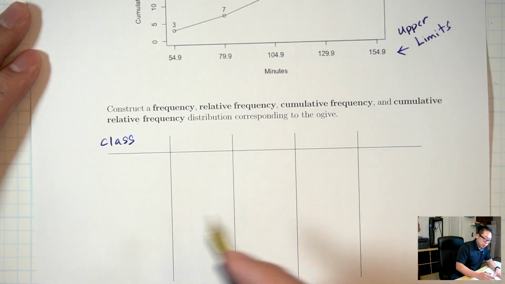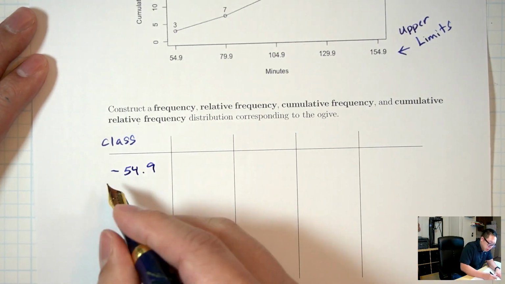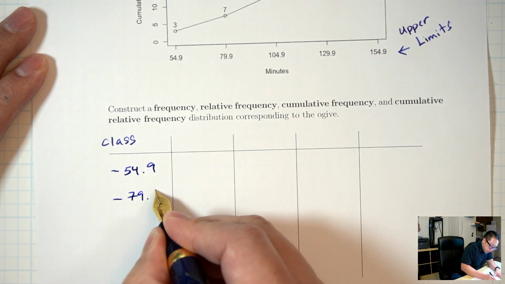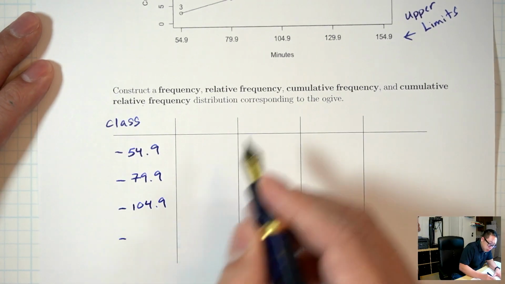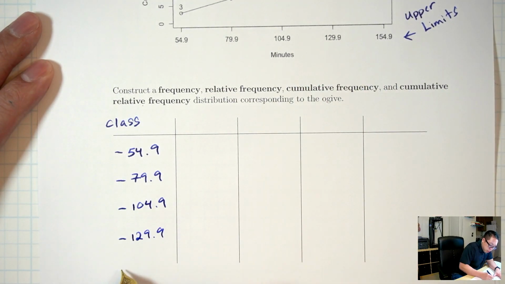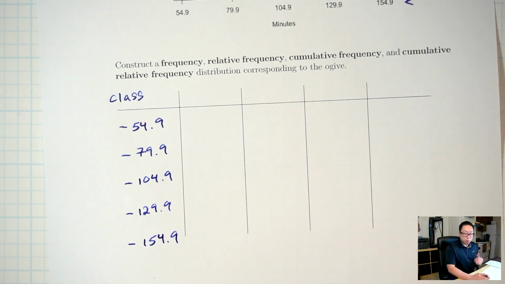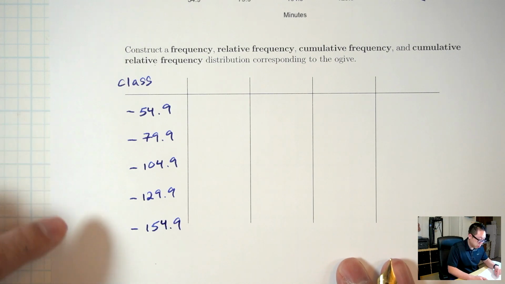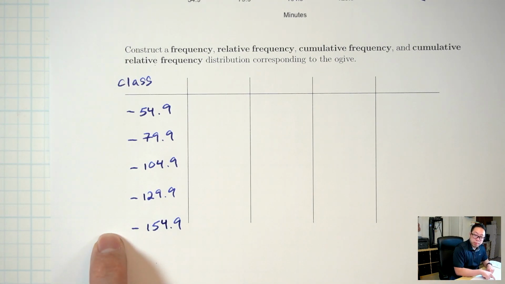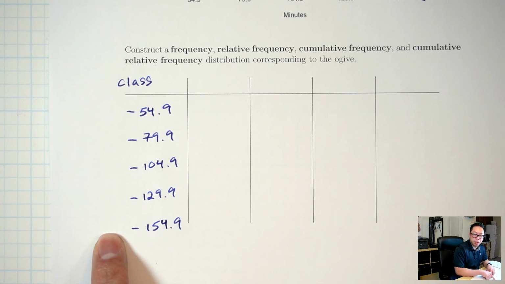Okay, so my ranges should be something to 54.9, right? Something to 79.9, something to 104.9, something to 129.9, something to 154.9. And then the question now is, how do I find my lowers? So I think it's easiest for this one to start at the bottom. So this lower should come right after this 129.9. So what number is right after 129.9? 130.